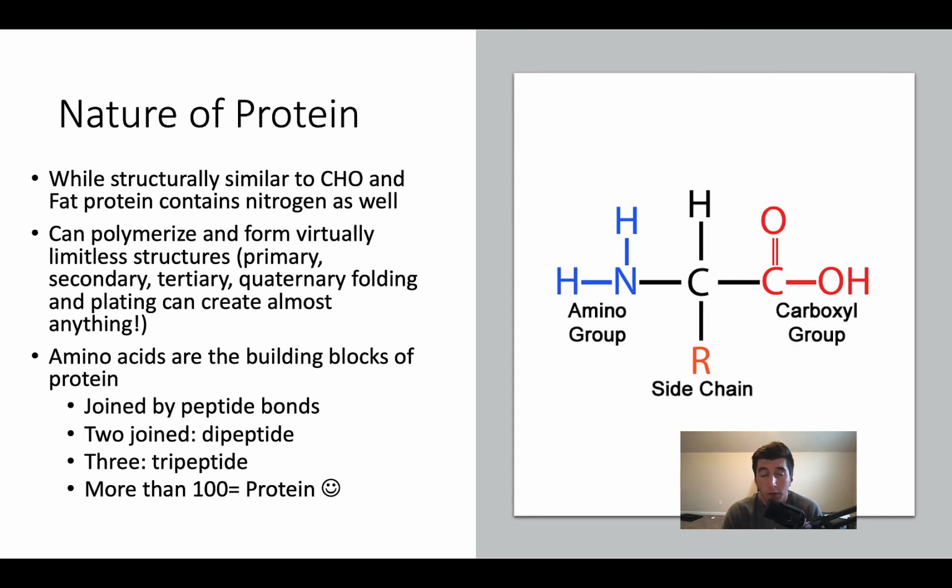Amino acids are just the building blocks for proteins. Individual amino acids end up combining together to create a protein. They're joined by peptide bonds. So if we have 2 of them together, it's called a dipeptide. 3 of them together, tripeptide. Anytime you have more than 100 of them combined together, that's when we get a protein, right? So kind of cool. It's building blocks.